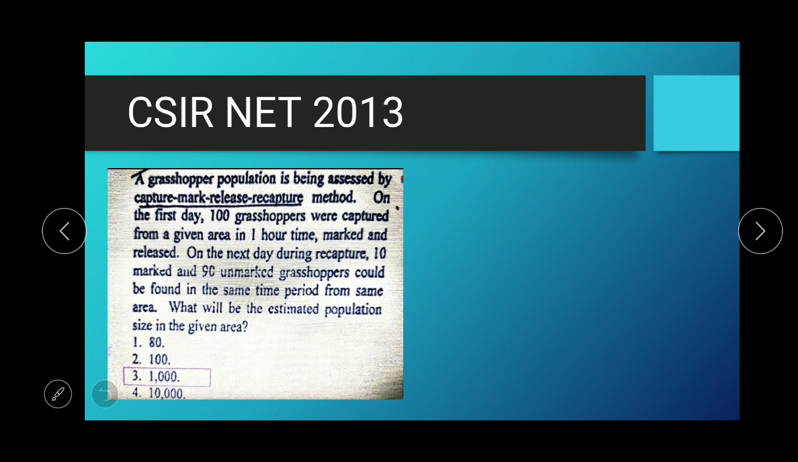Here you can see 100 grasshoppers are captured from the given area in 1 hour's time, so N1 would be 100. Then 10 marked and 90 unmarked grasshoppers were found. N2 will be both marked and unmarked, so N2 also will be 90 plus 10, that is 100. So N1 into N2 is 100 into 100. And N3 will be the marked individuals obtained in the second sample, so it will be 10. We multiply and divide, and the answer will be 1000, the third option.